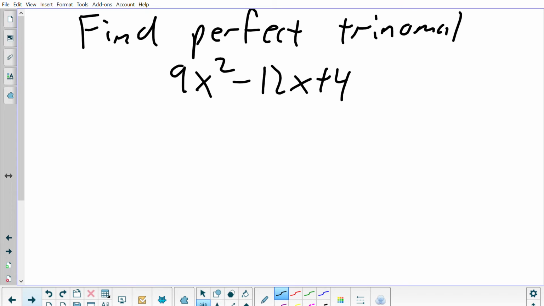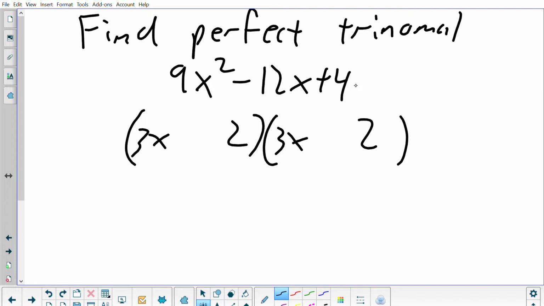All right, to find the perfect square, that means that it's the exact same numbers multiplied. So I have 3x times 3x, because 3 times 3 is 9, and then 2 and 2 multiplied to 4. But I need to make it be negative in the middle, so they both have to be negative.